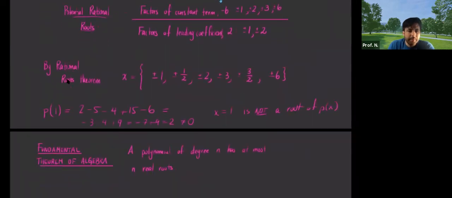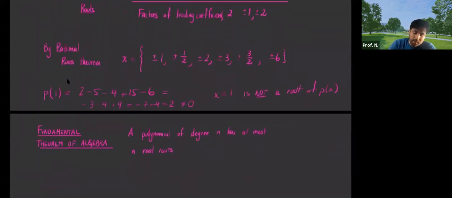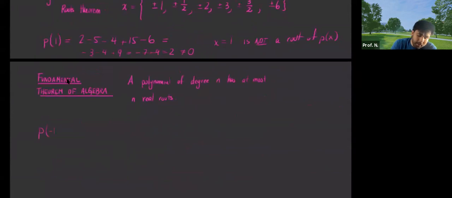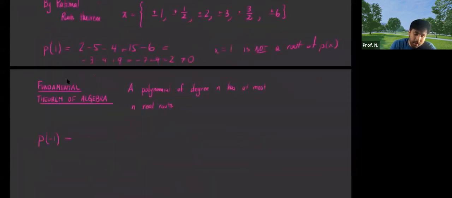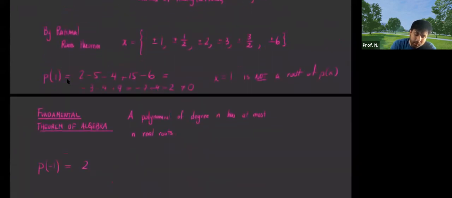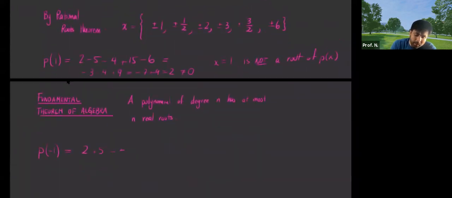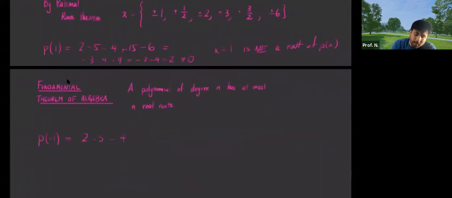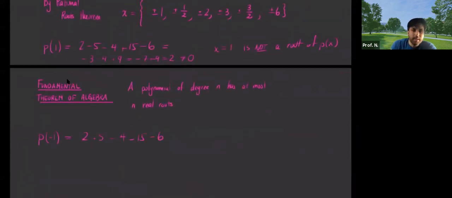Agreed? And then we'll continue doing this. X equals negative 1, right? So does that work? What's P of negative 1? This will be 2, and this will be plus 5, minus 4, minus 15, minus 6. Do you see already that this won't be 0, because you have a majority of negative numbers? So then what do we say? X equals negative 1 is not a root of P of X.